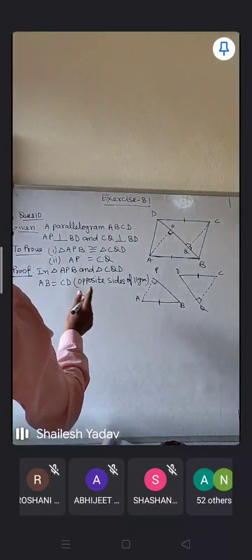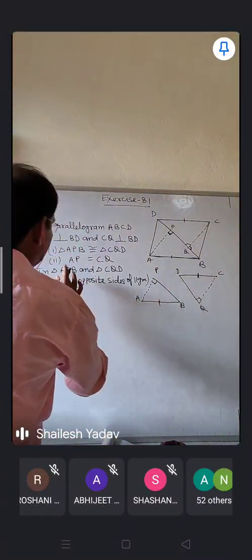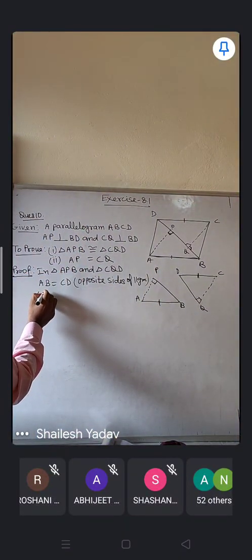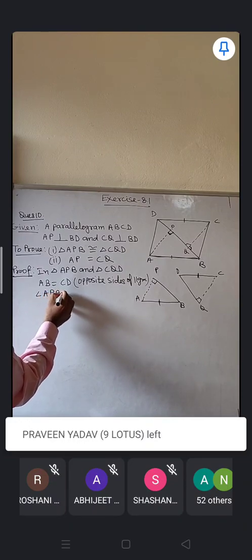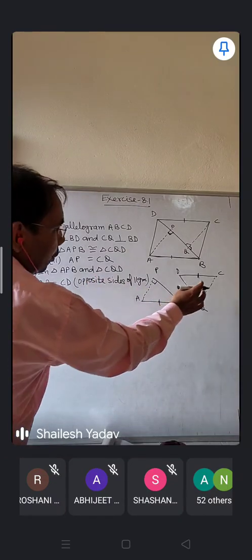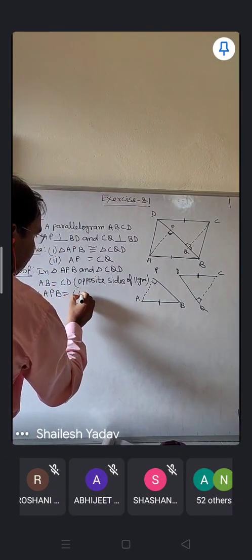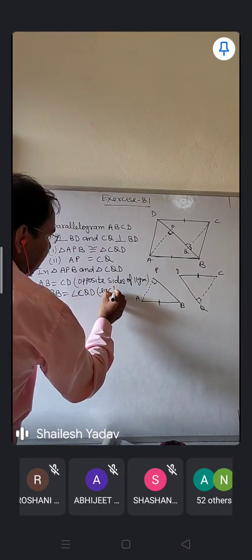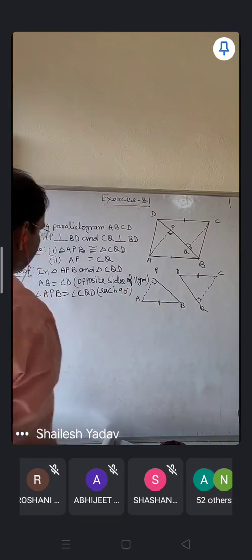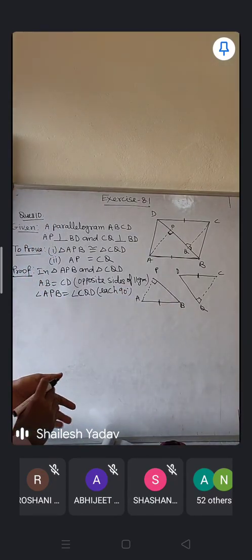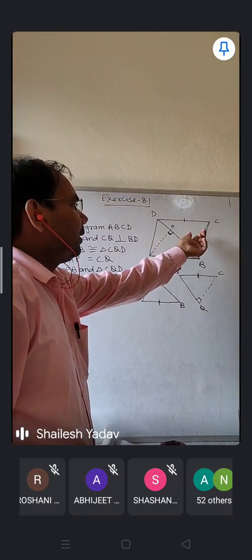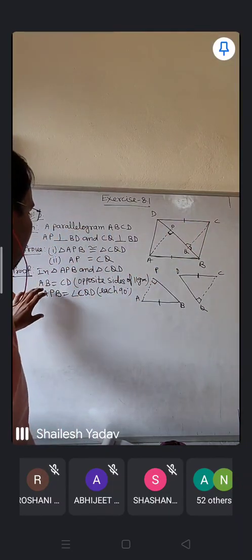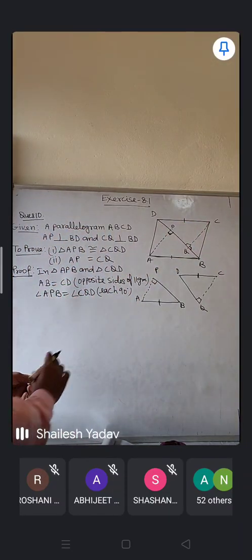Now here I am going to write angle APB equal to angle CQD. Reason you can give: each is 90 degrees. It means both the angles are 90 degrees. Reason is that both AP and CQ are perpendicular. So I got one side and one angle equal.